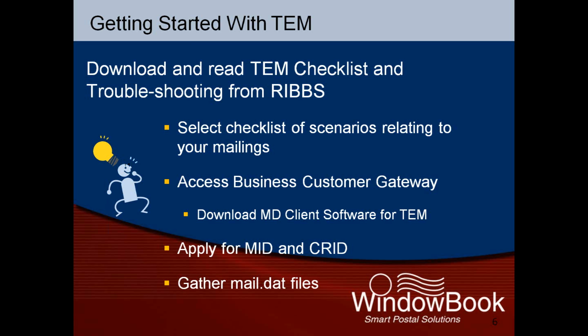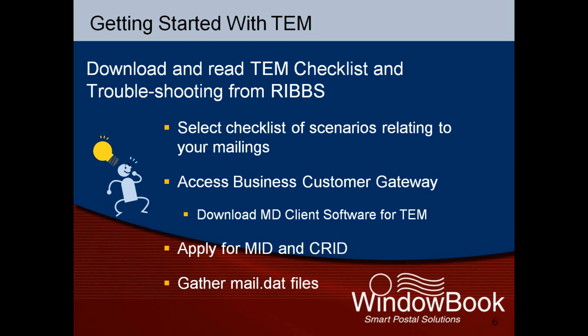All TEM testing occurs on Postal One, so you will need to access the Business Customer Gateway from the Postal Service website to get started. Here, you will download the Postal Service software called MD Client for the TEM environment. If you have not already done so, you will also need to apply for a Mailer Identification Number, or MID, and a Customer Registration Identification Number, or CRID. This information must be populated in the mail.dat files transmitted to Postal One. This is done during the testing, and this uniquely identifies you as a mailer.